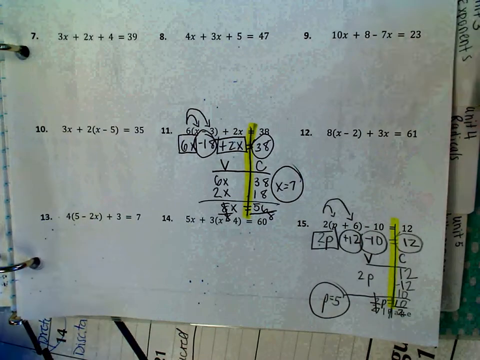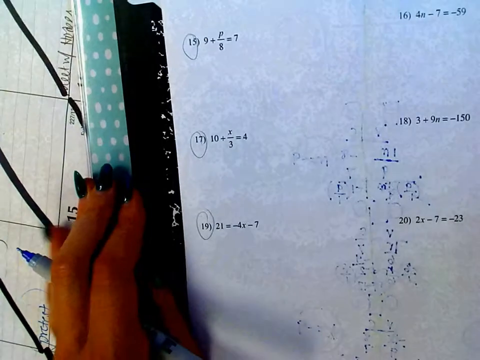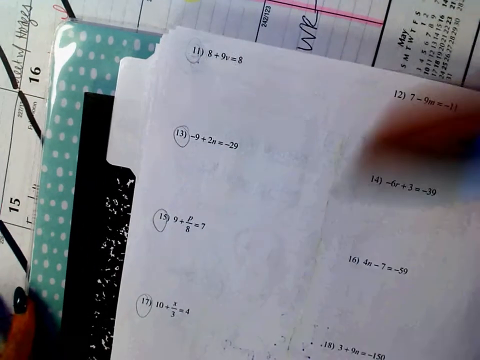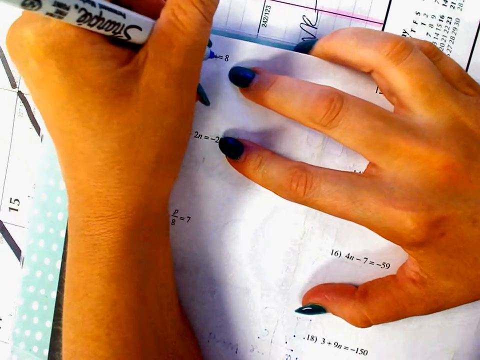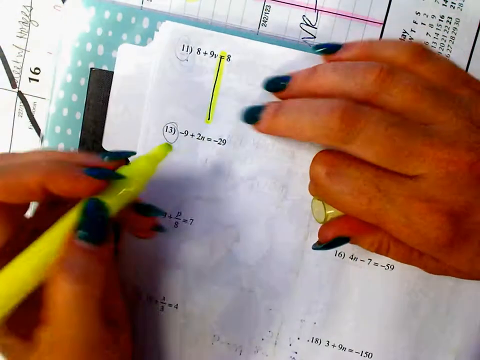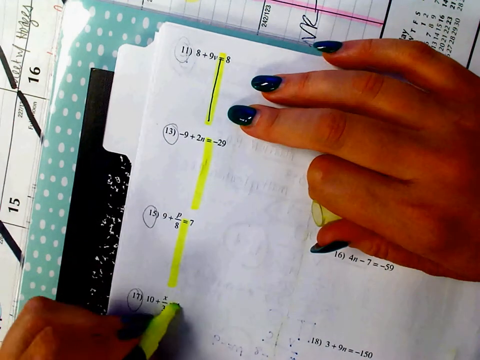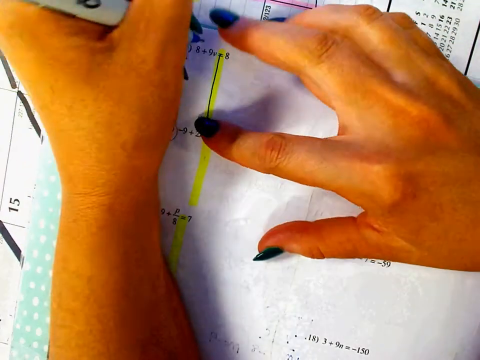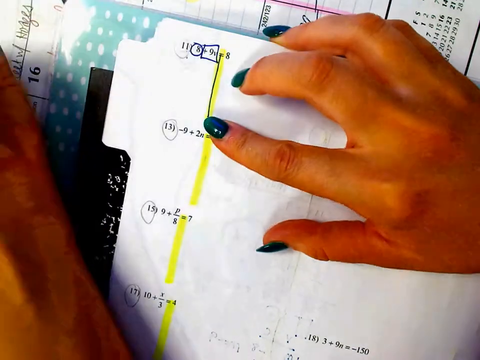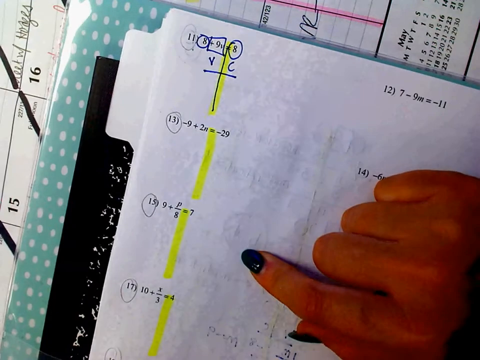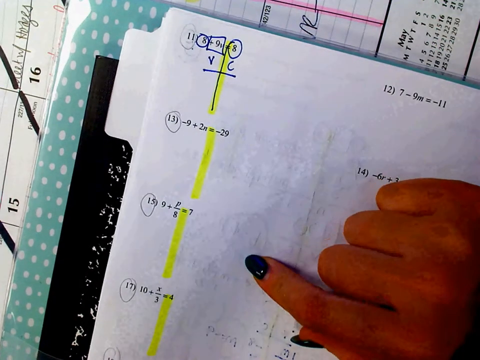Okay, go to the back. Starting with 11, draw your line. I'm going to go ahead and do this for all of them. Okay. Box and circle. Variable constant. None of these have distributive properties, so we don't have to distribute at all on this homework.